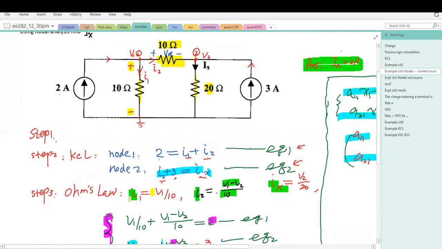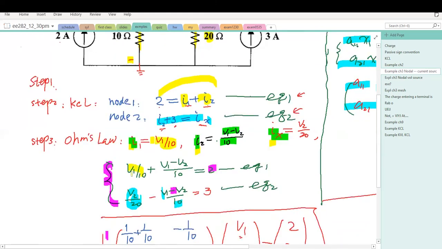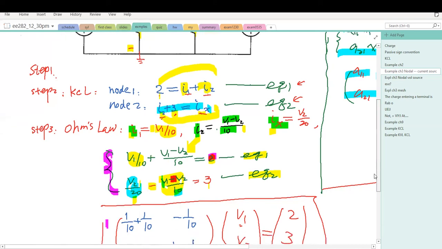Now we plug in all of this I1, I2, and IX into equation 1 and equation 2. I1 equals V1 divided by 10. I2 equals 2, that's this term, and equals 2 here. Look at this equation 2. IX equals V2 divided by 20 here, and then minus I2. So I move I2 into the right-hand side of the equation. That's minus V1 minus V2 divided by 10. That's I2. And this equals 3. Now, if we look at these two equations, equation 1 and equation 2 become a function of V1 and V2. We have two unknowns, two equations. We can solve V1 and V2.